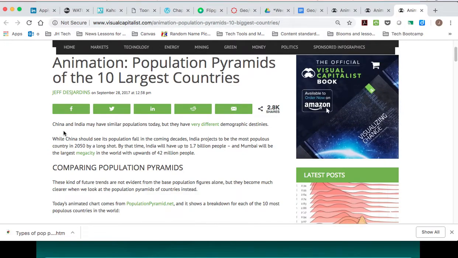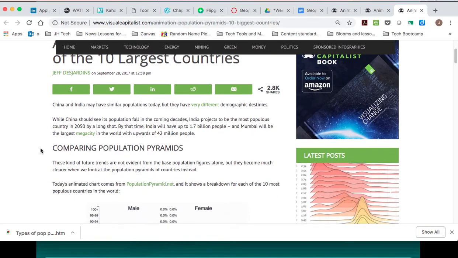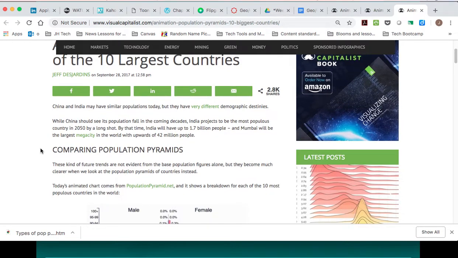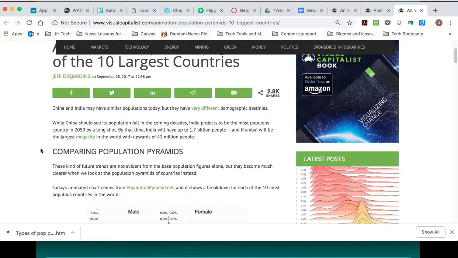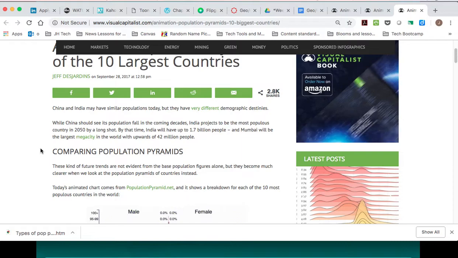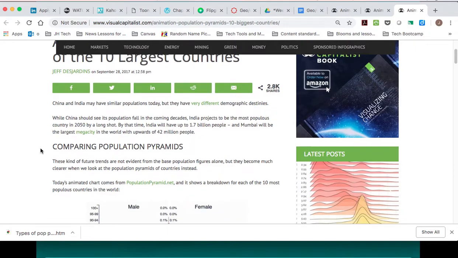That means their future. While China should see its population fall in the coming decades, India projects to be the most populous country in 2050 by a long shot. By that time, India will have up to 1.7 billion people, and Mumbai, again, that's a city in India, will be the largest megacity in the world with upwards of 42 million people.